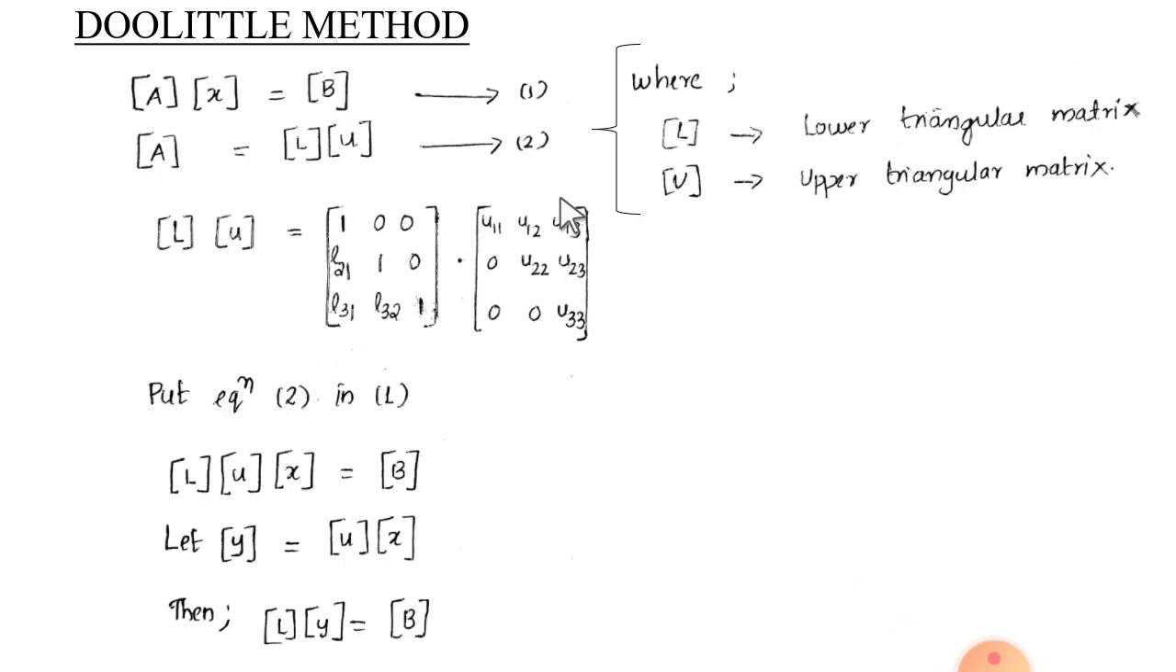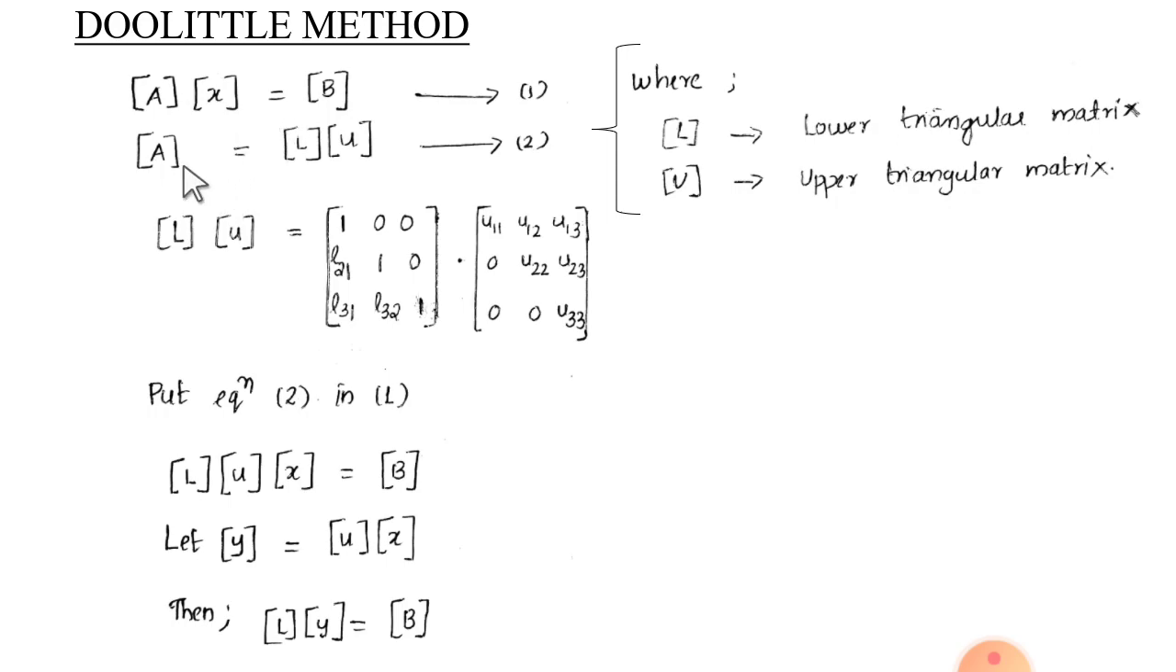Using this method, it is possible to factor a square matrix into a lower triangular matrix and an upper triangular matrix, which contain the LU factors of the matrix. So you have to consider the matrix equation AX equal to B.